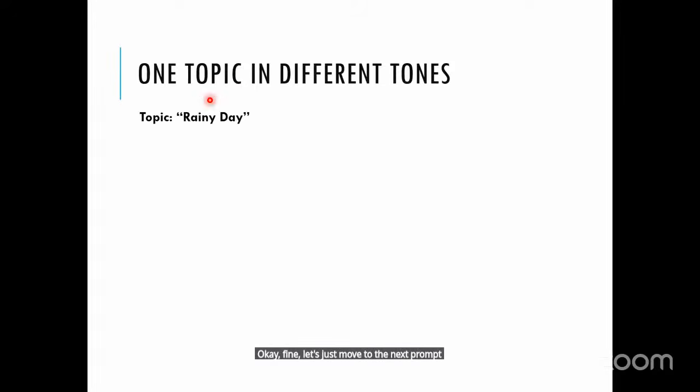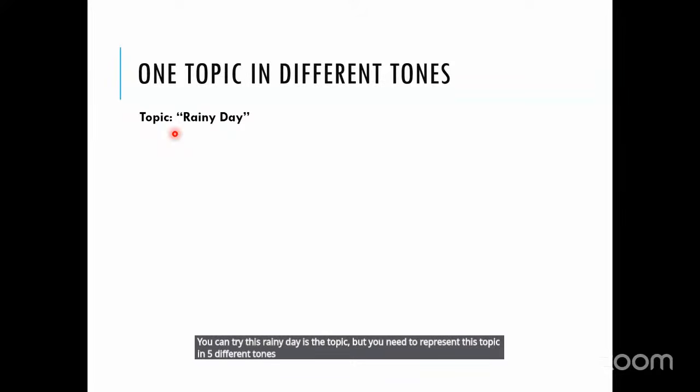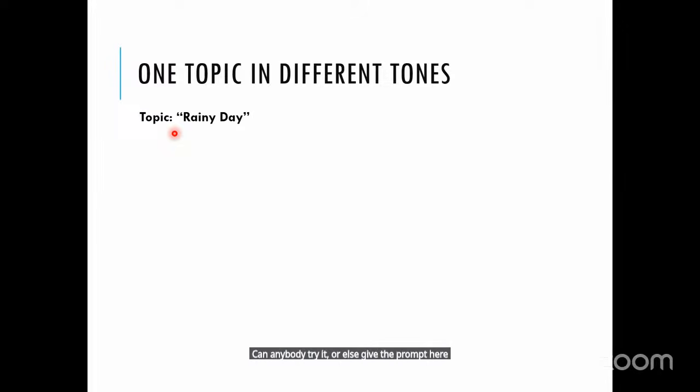So next prompt is only one topic. You can try this. Rainy day is the topic, but you need to represent this topic in five different tones. Can anybody try it or else give the prompt here? So this is a task for you. So rainy day is the topic. Using that topic, you need to give five prompts in different tones. Can you try this? Just take some few minutes and try it. If not, I will show you that.